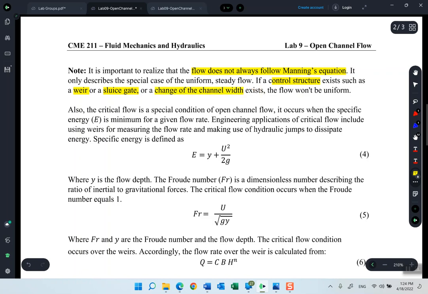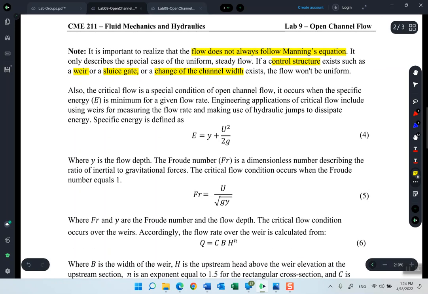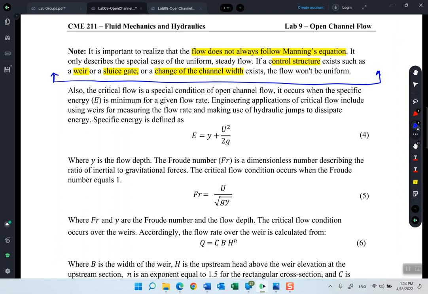Or also in case you have a change of the water width. So just imagine that you have an open channel with 5 feet width, then for whatever reason it had to contract to 3 feet. So in this case, this is a non-uniform flow. You can't apply the Manning equation. So at this point, we have almost finished the first objective of this lab, which is introducing the Manning equation and understanding how it can be applied to get the normal flow depth. So do you have any questions?